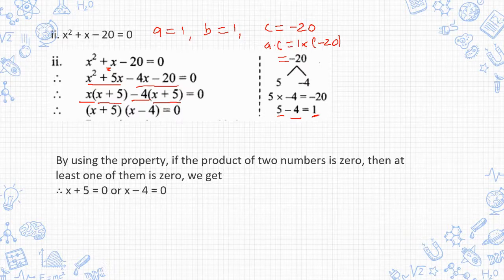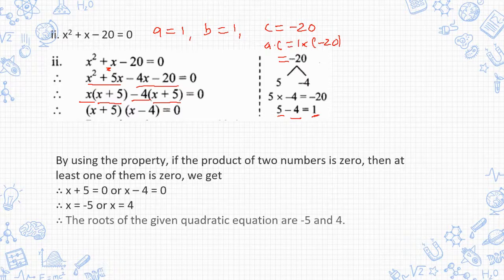So in the first case, if you take plus 5 on the other side, you will have x as minus 5. And in the second case, if you take minus 4 on the other side, you will have x equal to 4. So the roots of the given quadratic equation are minus 5 and 4.